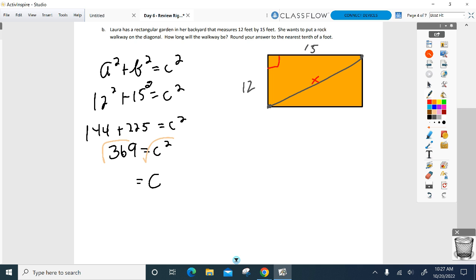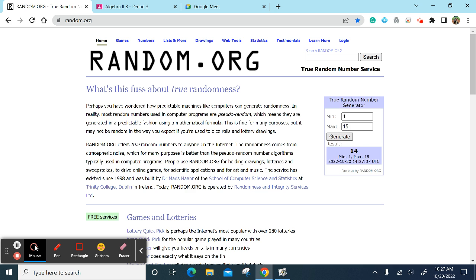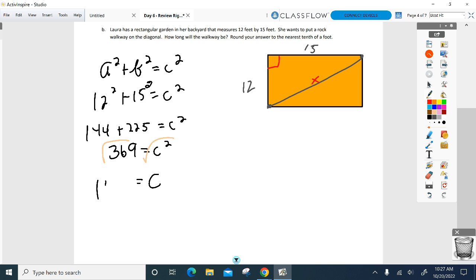And to the nearest tenth of a foot. When you have it, let me know. 14, nearest tenth. 19.2. 19.2 feet. Good. All good? Okay, those are two basic ways to use it.